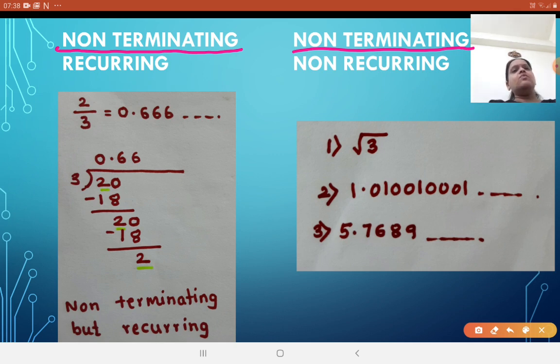First point. Now what is the meaning of recurring then? So if the fraction is given and you divide the numerator by the denominator, you go on dividing, and here, for example, you will get the same number repeating.